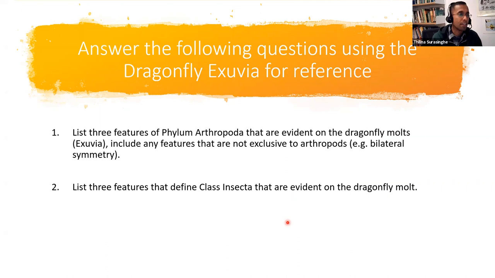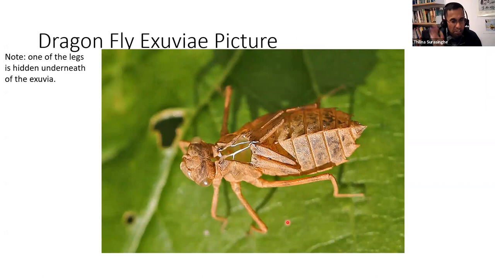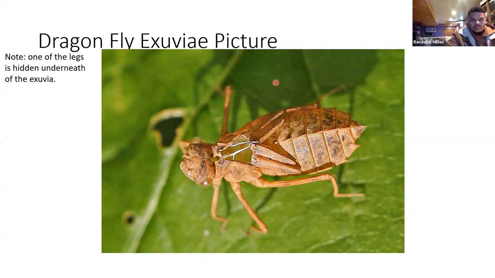And then a couple of questions, right? List three features that define class Insecta that are evident in the dragonfly molt. If you look at this exuvia, molt, abandoned skin, can someone tell me one character that I listed as an insect feature that is also observed in here? How many legs would you expect in an insect? How many pairs of legs? Six. Three pairs of legs, or six total legs. And how many legs can you see in this one? One, two, three, four, five, six. So that's actually one character.